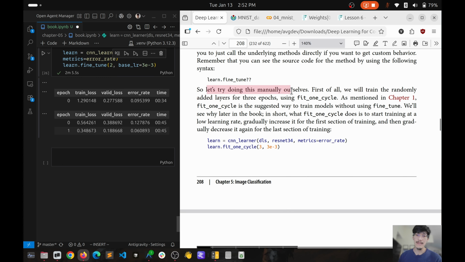Let's try doing this manually ourselves. First of all, we will train the randomly added layers for 3 epochs using fit_one_cycle, as mentioned in Chapter 1. Fit_one_cycle is a suggested way to train models without using fine-tune. We'll see why later in the book. In short, what fit_one_cycle does is start training at a low learning rate, gradually increasing it for the first section of training, and then gradually decreasing it again for the last section of training.